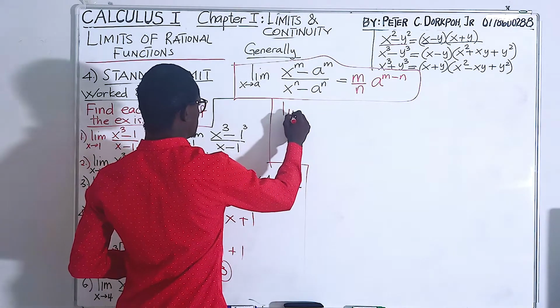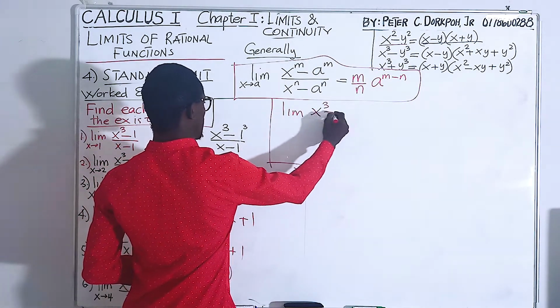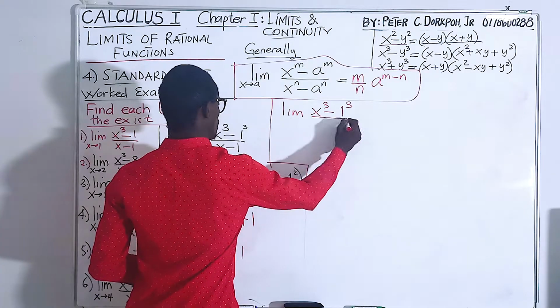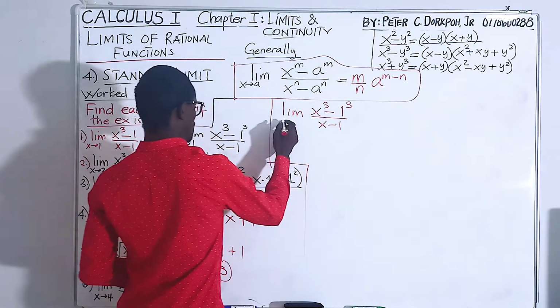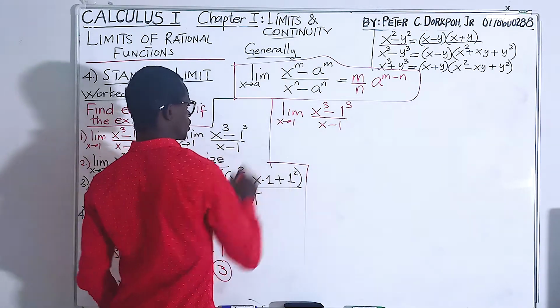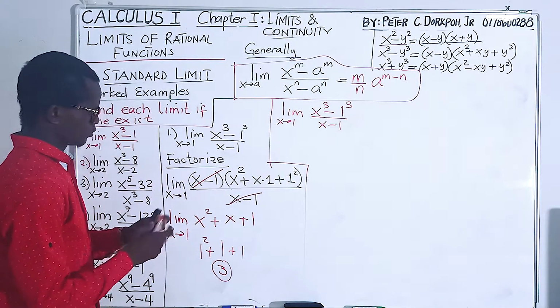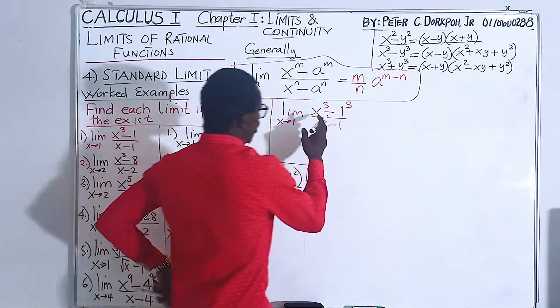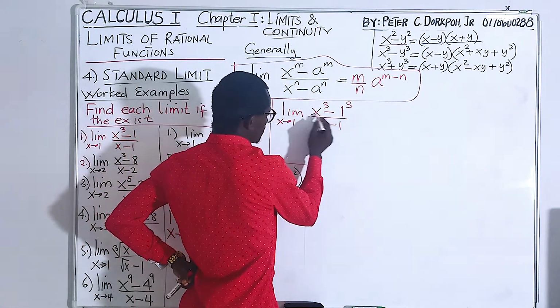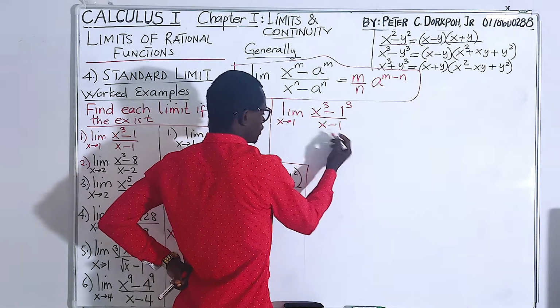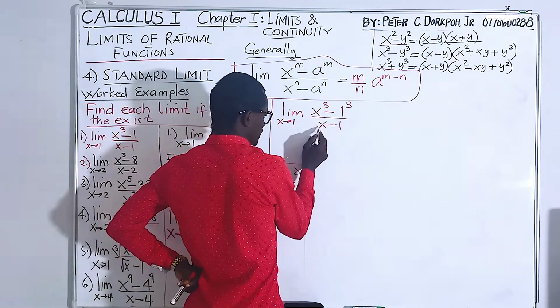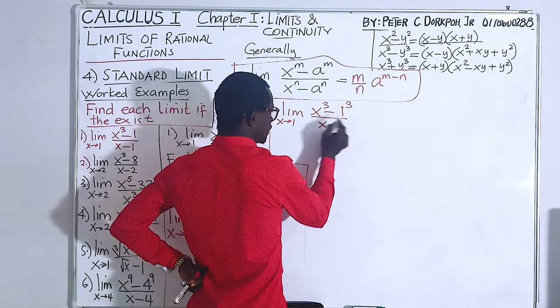If you have the limit of x cubed minus 1 cubed all over x minus 1, as x is approaching 1. So, observe, are the bases the same in both the numerator and the denominator? Yes. Here is x, here is x, here is 1, there is 1, right?